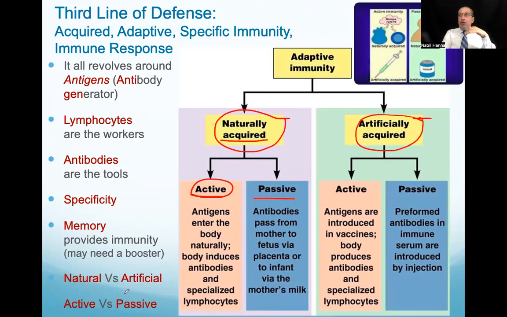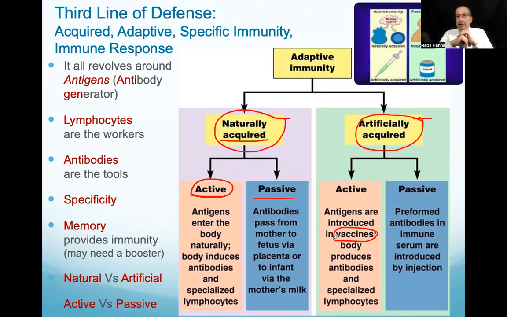When I vaccinate you against some disease, vaccines usually have weakened pathogens. So I give you a weakened version of a pathogen so that it's not going to harm you, but it's going to irritate your immune system, and your immune system will develop antibodies against this. So it is artificial because I gave you this vaccine. It does not happen by chance. I intentionally gave you a vaccine, and it is active because it was you who made the antibodies.